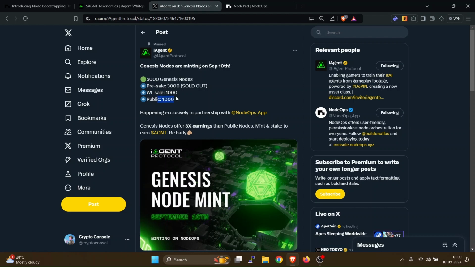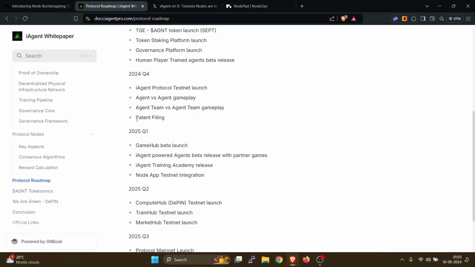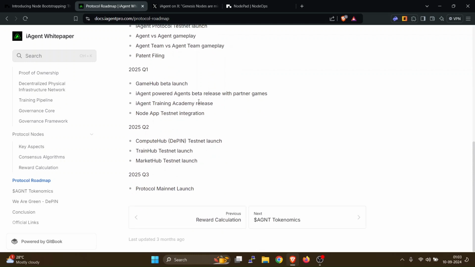I already shared the whitelist form in my Telegram group, and a lot of people already got the whitelist. The public sale is happening at around $400. So you have an opportunity of earning 3x rewards compared to the public nodes. They're also going to file for a patent, which is a great thing for the project. Imagine a project has a patent on a technology, that adds huge valuation to the project.